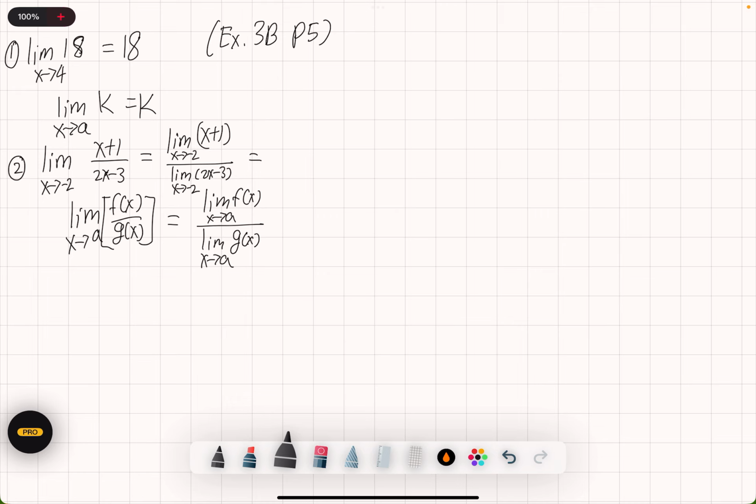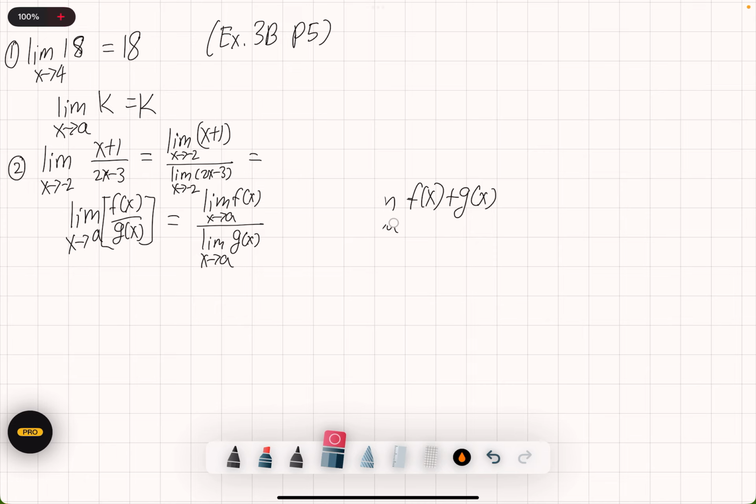And then we can evaluate this using the property that the limit as x approaches a of f of x plus g of x is, never mind. Okay, so wrong property.